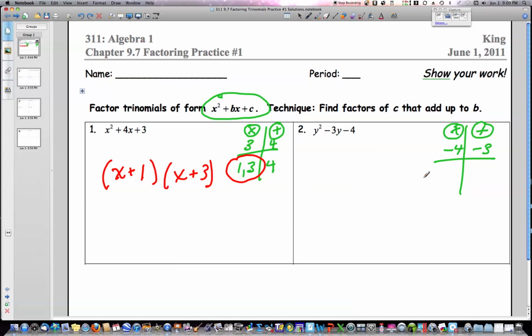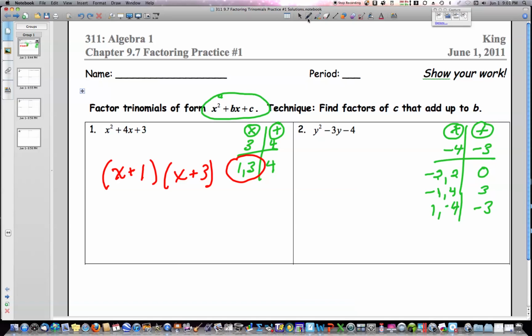How about negative 2 and 2? Well, negative 2 times 2 is negative 4, and negative 2 plus 2 adds up to 0. Well, we're desiring the two factors to add up to negative 3, so that doesn't work. How about negative 1 and 4? Well, negative 1 times 4 is negative 4, and those two add up to 3. But we need a negative 3. What if we switch the signs of those two? How about 1 and negative 4? Those two do add up to negative 3.